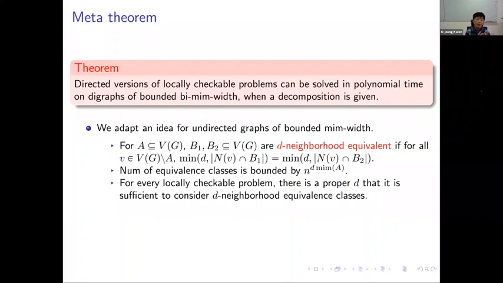And for bounded mim-width, what we do is that we define the notion of neighborhood equivalence. So this is very important. For a vertex set A and two vertices B1 and B2 inside A, we say that they are neighborhood equivalent if, for every vertex outside A, the number of neighbors in B1 and B2, if it is less than d, then they have to be the same. And if it is at least d, then we don't care, but both of them have to have at least d.